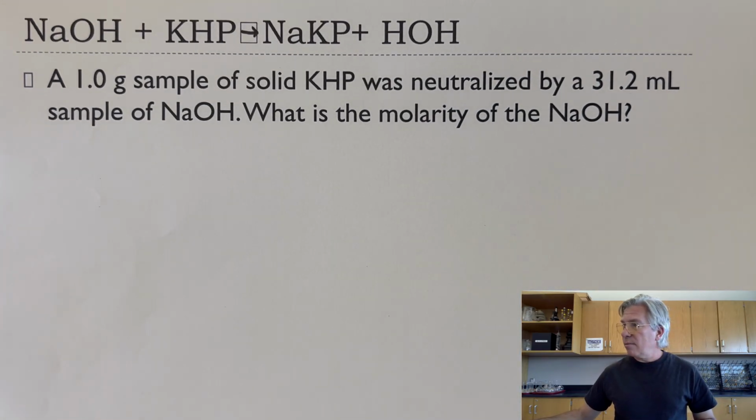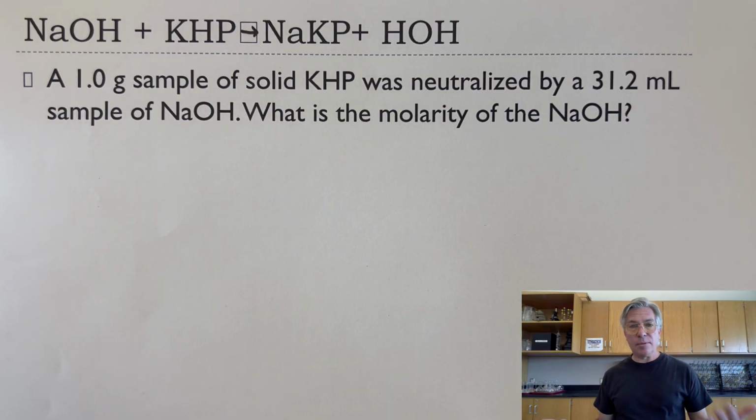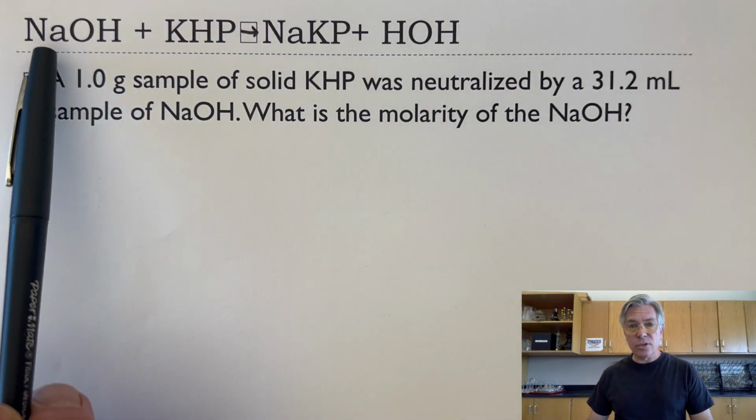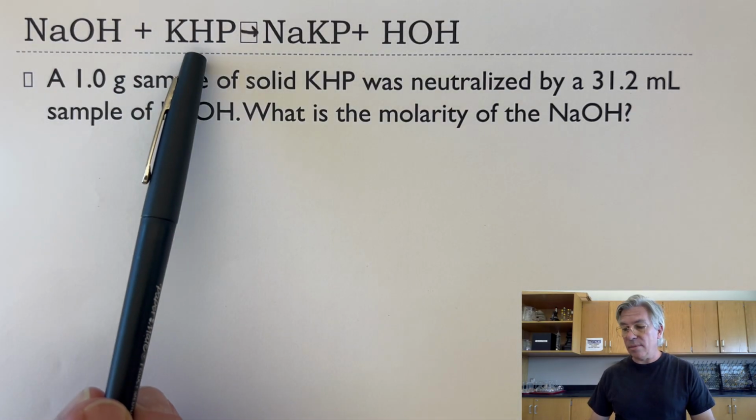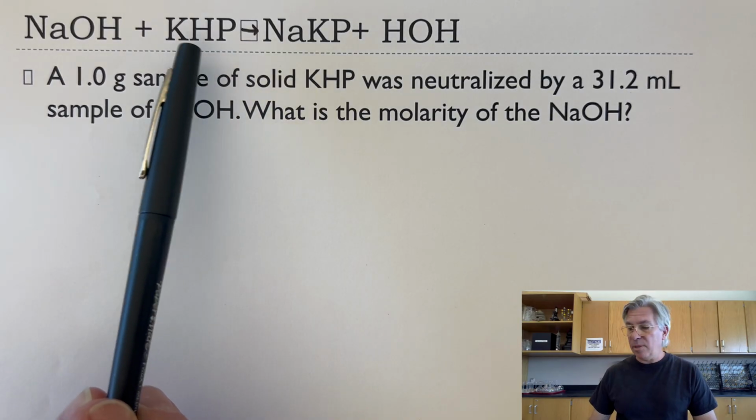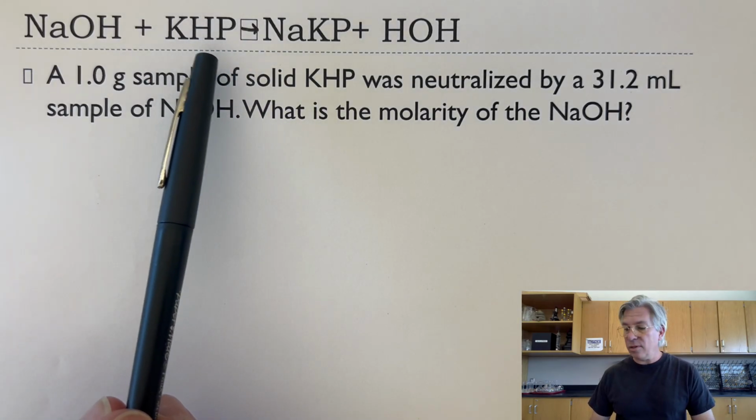Let's look at some examples. I've already worked them out, but here's the prompt. It's pretty common to standardize your sodium hydroxide solution with some solid KHP. That's potassium hydrogen phthalate, not phosphorus.